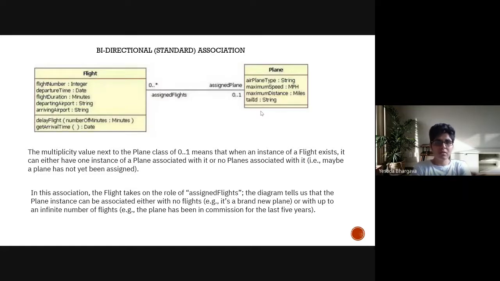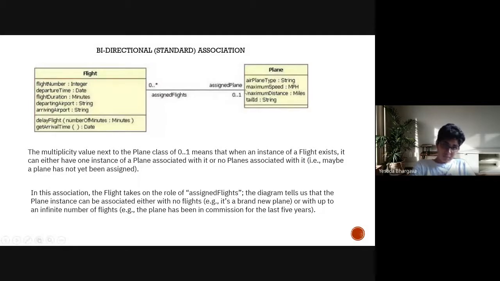bidirectional relationship, which is also a standard association between two classes, by default, when you show this line, it means that there is an arrow here and there is an arrow here. So if you were to read about the multiplicity, then you would say that a flight is associated with zero or many planes.